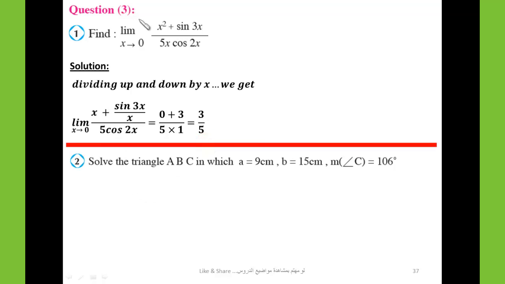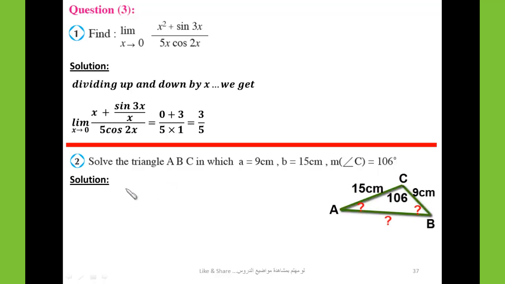Second part of question 3. Solve the triangle ABC in which a equals 9 centimeters, b equals 15 centimeters, and the measure of angle C equals 106 degrees. We have a and b and the measure of angle C, so the required is to find the length of the third side c and the measures of the two angles A and B.